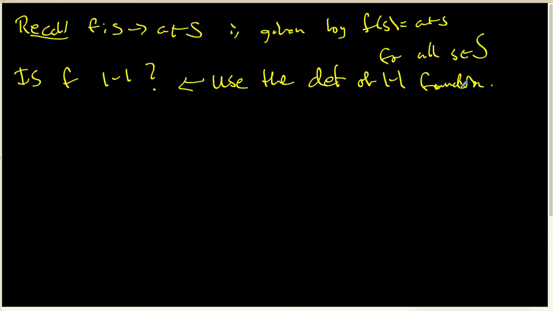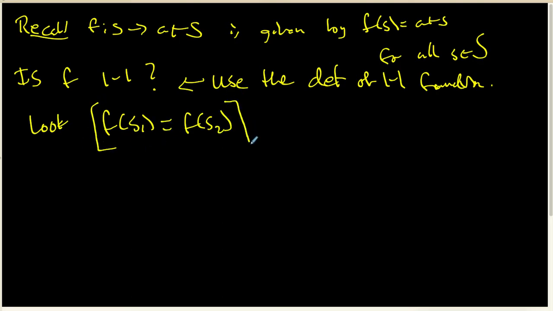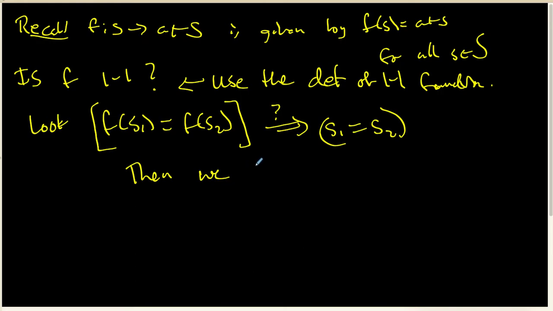And the definition of a one-to-one function is that we look at f of two inputs, and we're going to assume that they're equal, and we want to see if that will imply s1 is equal to s2. So if f of s1 equals f of s2 implies s1 is equal to s2, then we can say f is one-to-one.